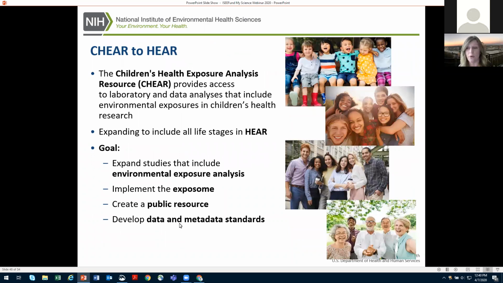The CHEAR program, the Children's Health Exposure Analysis Resource, is now the Human Health and Environment Exposure Resource. Any NIH grant funded by NIEHS, NCI, or NHLBI can come in and use this resource to expand their environmental characterization of their cohort. They don't pay for you to ship your samples, but they will provide the analysis. They will also do the data analysis if needed. The only caveat, and it is not a caveat by any means, is they develop the data meta standards for you to use, and the data that they give you becomes publicly available in a secured site.